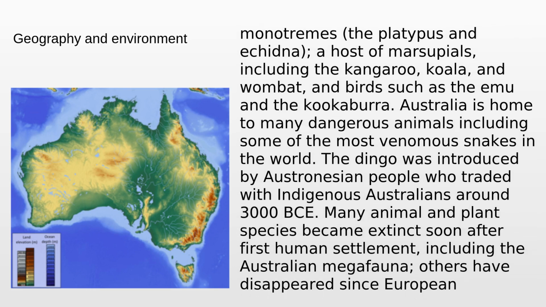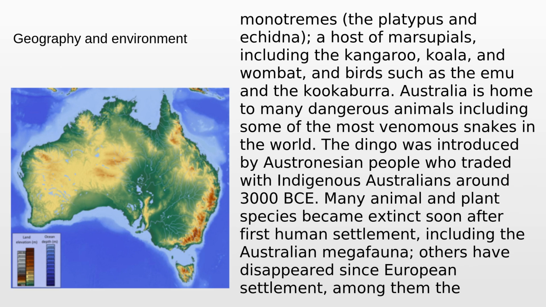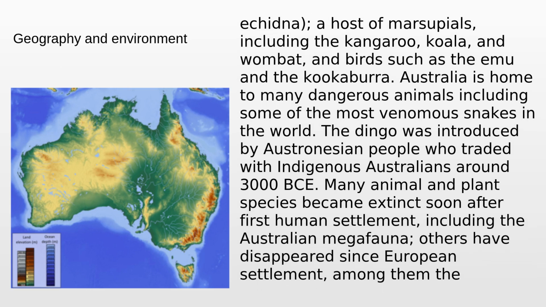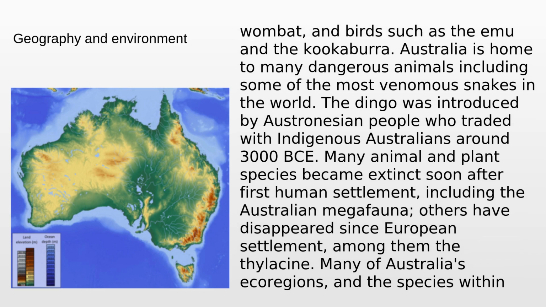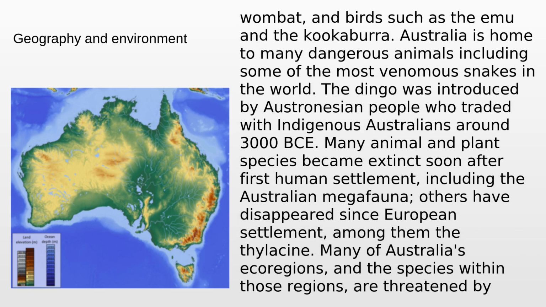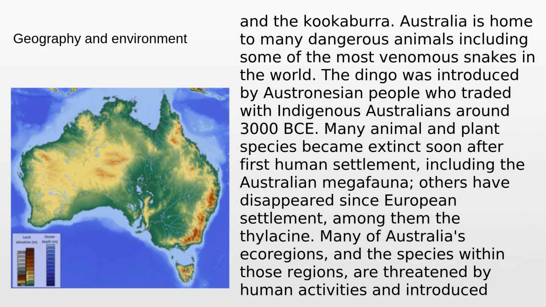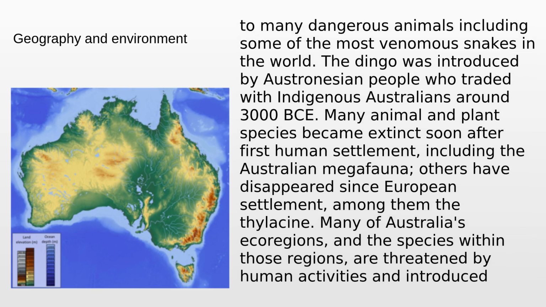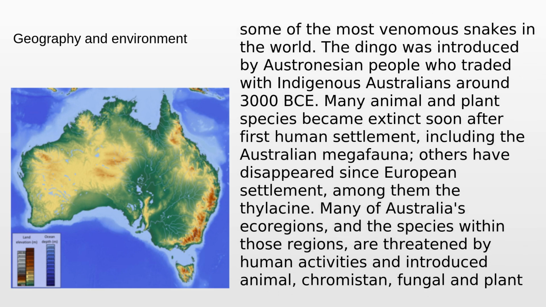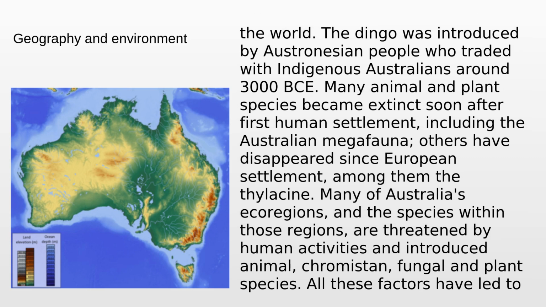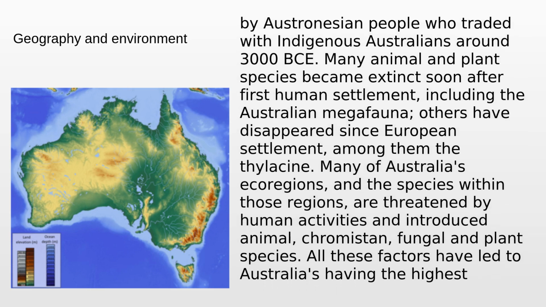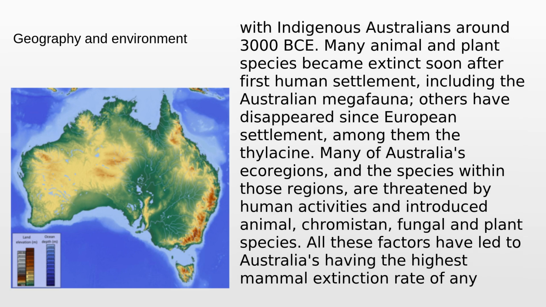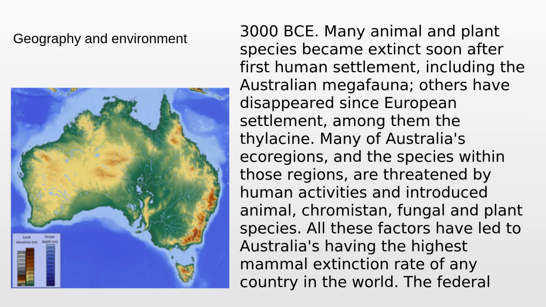Among well-known Australian animals are the monotremes, the platypus and echidna, a host of marsupials, including the kangaroo, koala, and wombat, and birds such as the emu and the kookaburra. Australia is home to many dangerous animals, including some of the most venomous snakes in the world. The dingo was introduced by Austronesian people who traded with indigenous Australians around 3000 BCE.